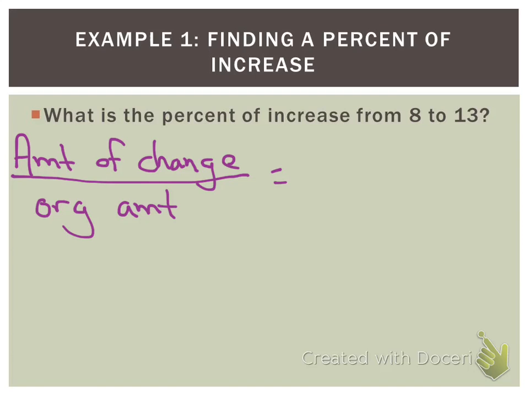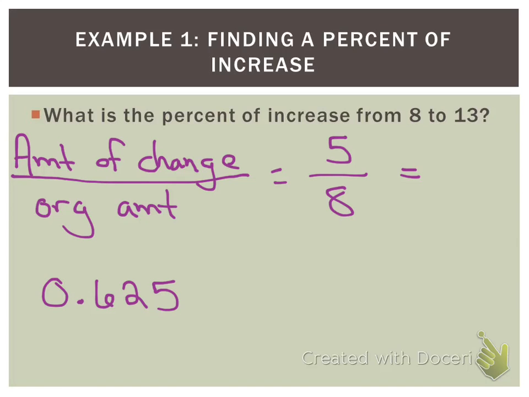Okay, so how much did it change from 8 to 13? From 8 to 13, Justin? Yeah, 5, right? 8 to 13, the change is 5. So the amount of change would be 5. And what's my original? My original was 8, right? Because I went from 8 to 13. So 5 over 8 is going to be my fraction. And now in my calculator, I do 5 divided by 8 to get my decimal value of 0.625.